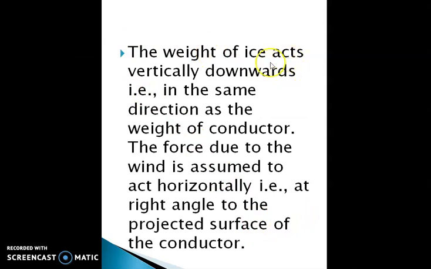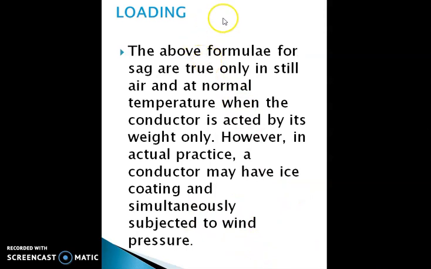The weight of the ice acts vertically downwards, that is in the same direction as the weight of the conductor. The force due to the wind is assumed to act horizontally, that is at right angles to the projected surface of the conductor. Effect of wind and ice loading. The above formulae for the sag are true only in still air and at normal temperature when the conductor is acted on by its weight only. However, in actual practice, a conductor may have an ice coating and simultaneously be subjected to wind pressure.